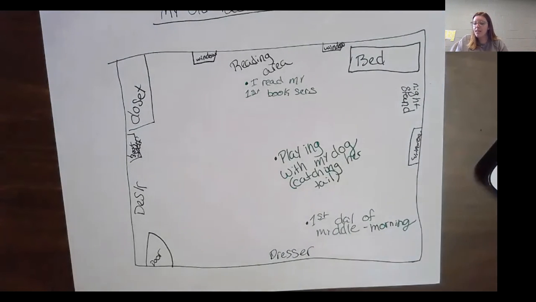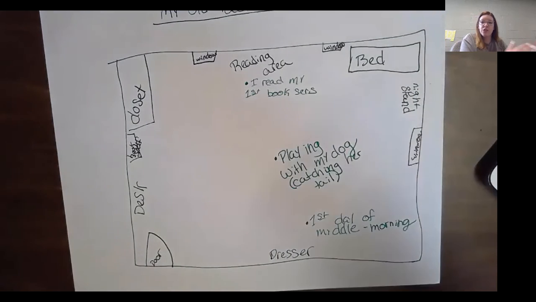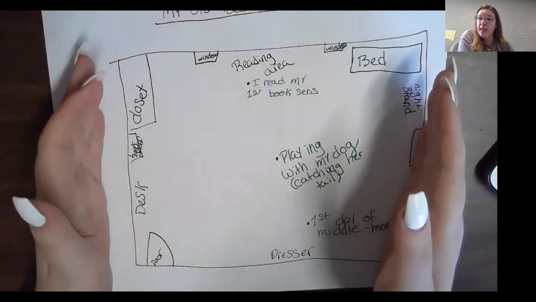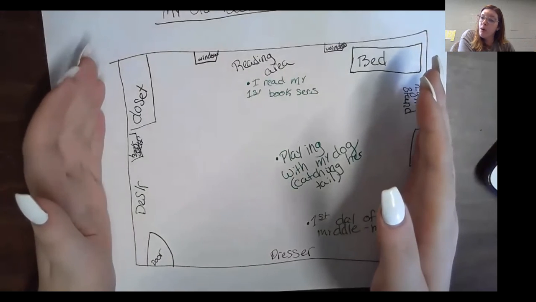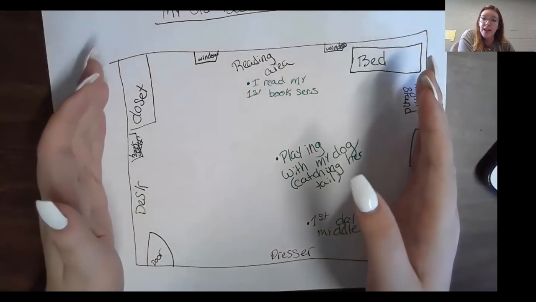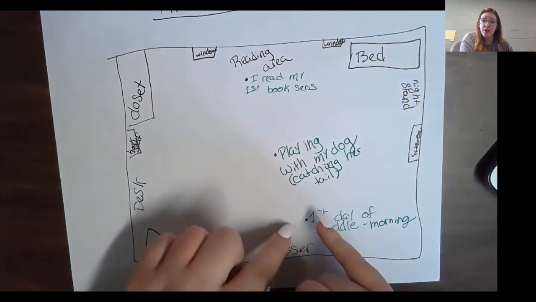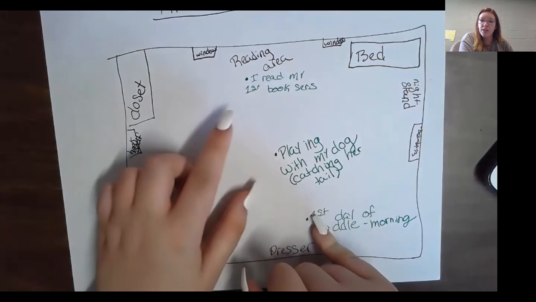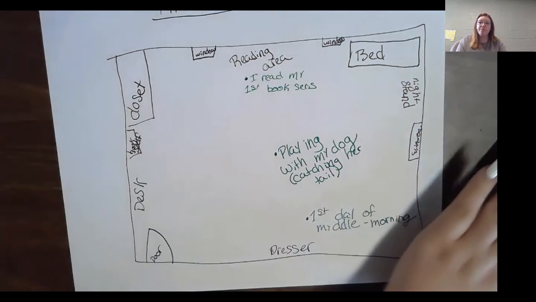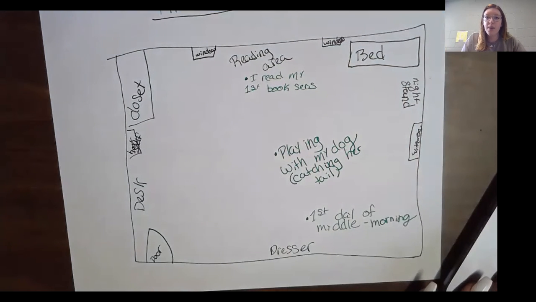All right, so this is what we call mapping. Okay, so I'm going to draw somewhere that is important to me. Now it could be your backyard, it could be a park, it could be anywhere. And then kind of labeling, like I did, the stories that could go along with that. Now let me show you one more thing.